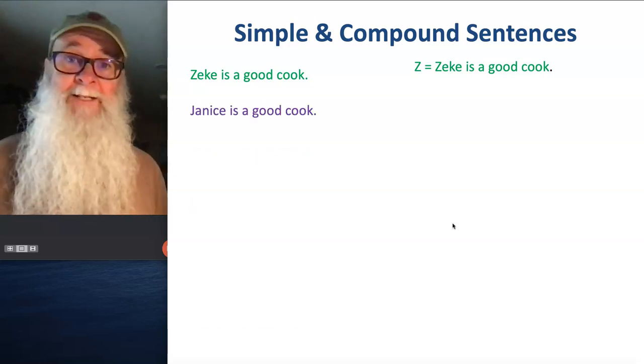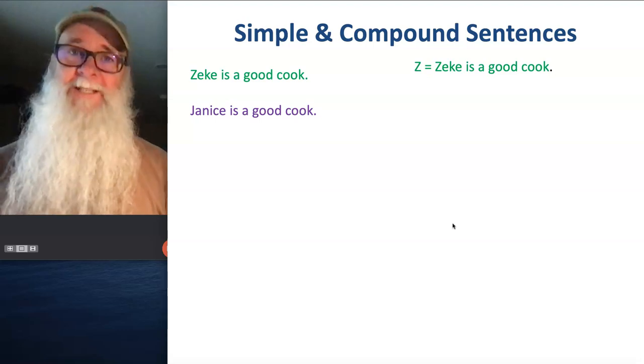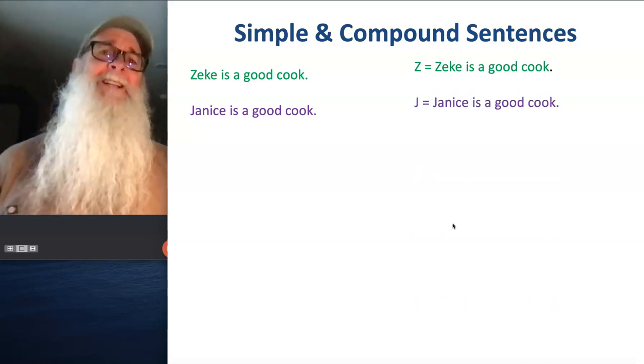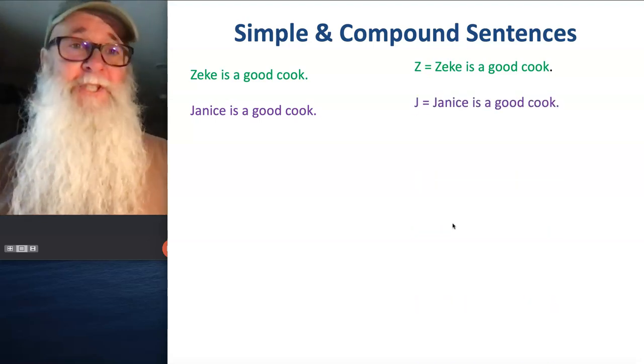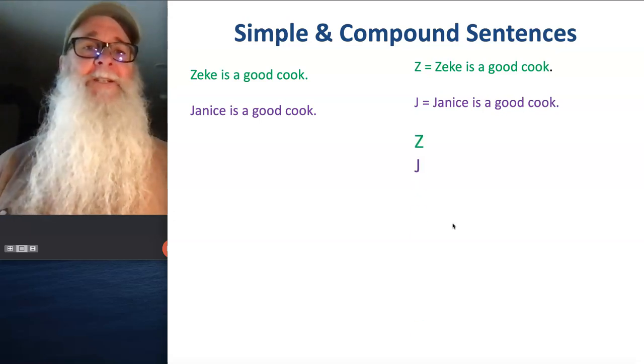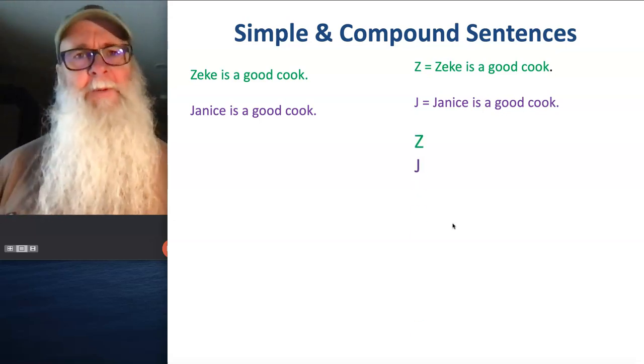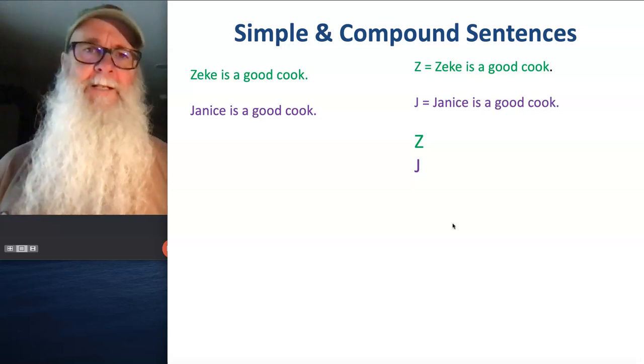Similarly, we might have a statement like, Janice is a good cook. That's another simple statement, and we could represent that by assigning it a letter. And now every time we say J, what we're really saying is Janice is a good cook. So Z and J are both representing these simple sentences.